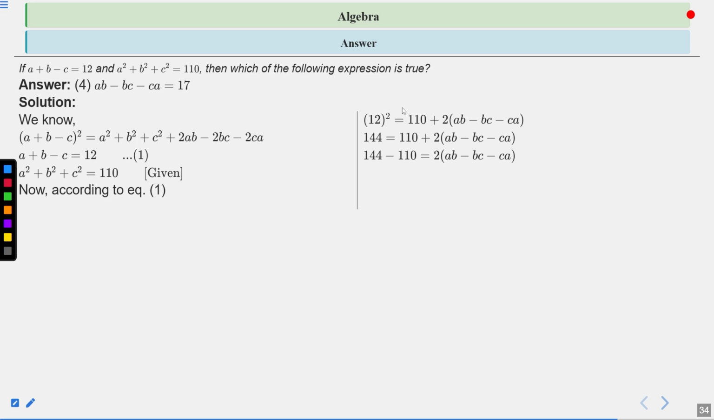When we simplify it, we get 144 equals 110 plus 2 times ab minus bc minus ca. When we subtract 110 from 144, it equals 2 times ab minus bc minus ca. So we get 34 equals 2 times ab minus bc minus ca. So we get the value of ab minus bc minus ca. When we divide 34 by 2, we get 17. So the value of ab minus bc minus ca is 17. So the fourth one is the correct answer of this question. Next one.